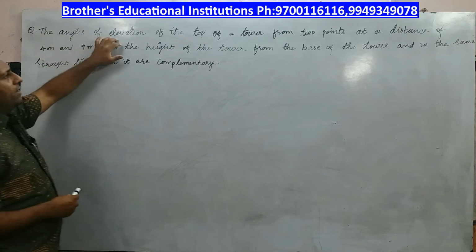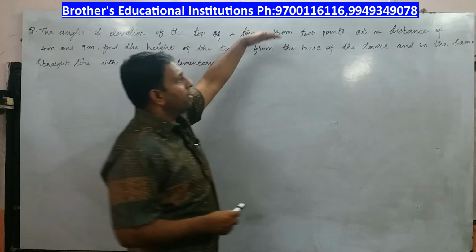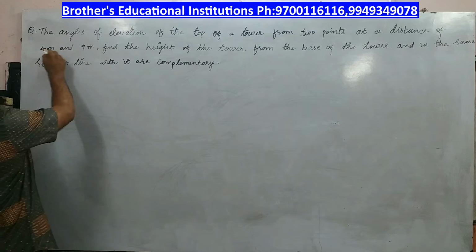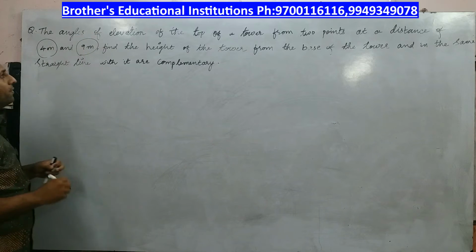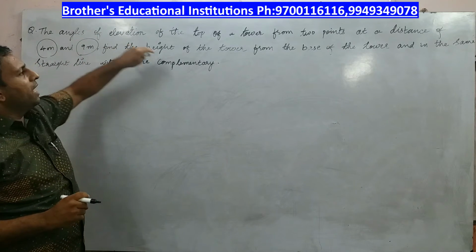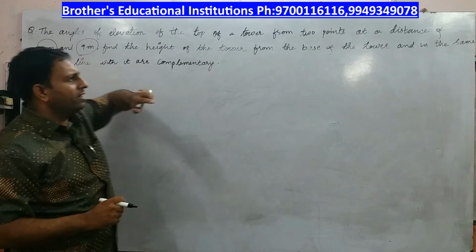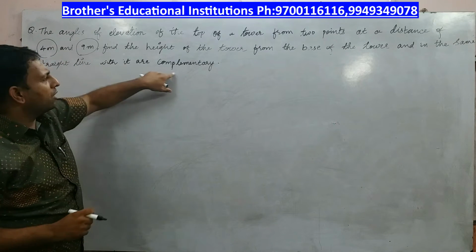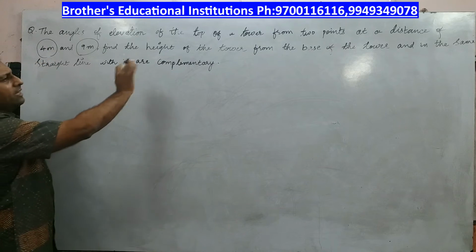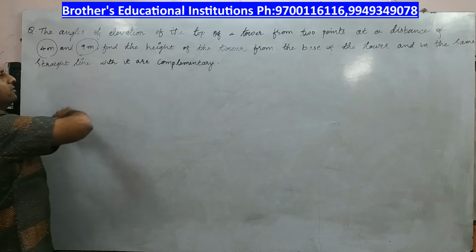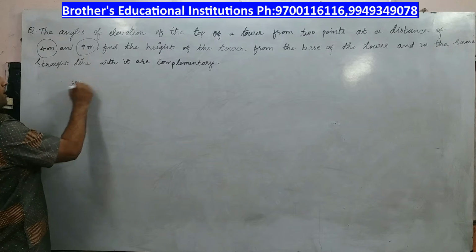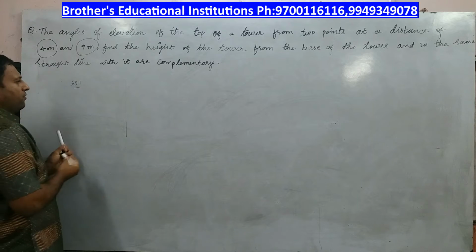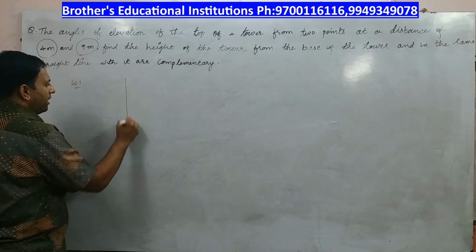The angles of elevation of top of a tower from 2 points at a distance of 4 meters and 9 meters. Find the height of the tower from the base of the tower and in the same straight line with it are complementary. So there is some confusion in the wording, and we will correct it later on. But what I understand from this is there is a tower here. Let me draw a tower for you.